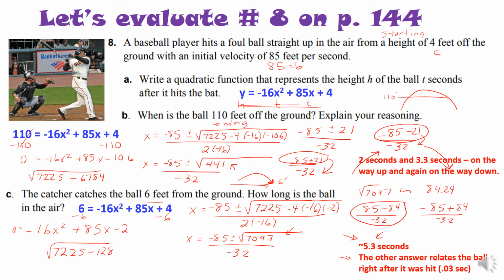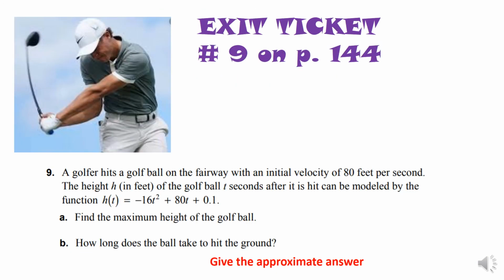So that was a really detailed problem, which leads us to this, your exit ticket. So remember, you're going to give the approximate answer for this problem, and then you're going to find the maximum height. So the approximate answer means you simplify or you don't leave it in square root form. So good luck with that, and you are on your own.